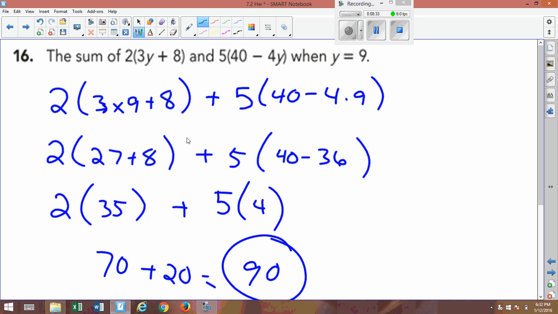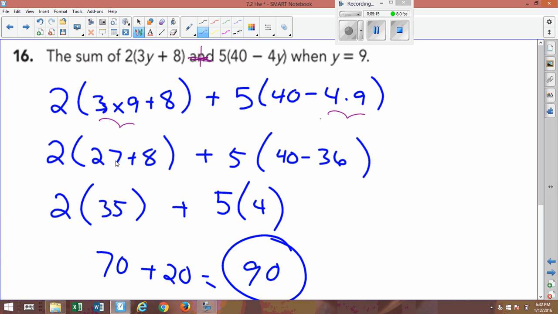Next question. The sum, so we know that we're going to add, of 2 times 3y plus 8 and, so we know that this is going to be a plus right here. You can almost put it over top. 5 times 40 minus 4 times 9, or just y. I substituted them in, and then did 3 times 9 is 27. I also did 4 times 9, because you do that before the subtraction, because we're following order of operations: multiplication and division from left to right, before you do addition and subtraction left to right. We get 36.